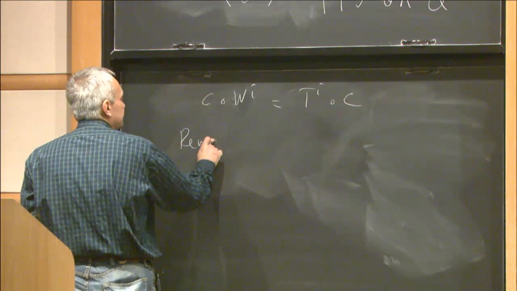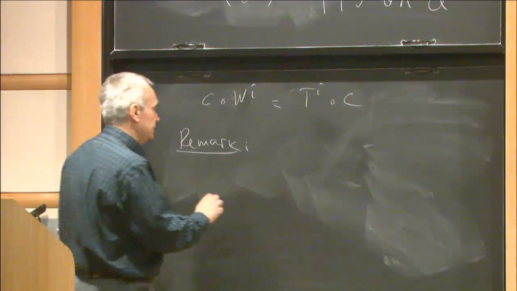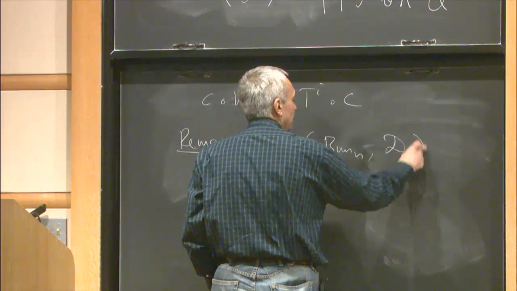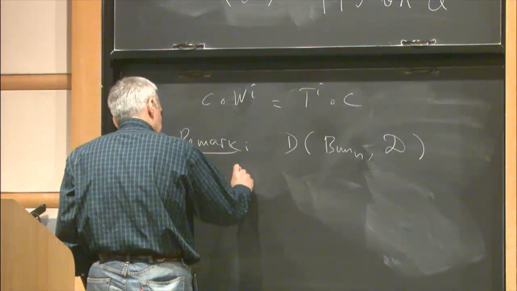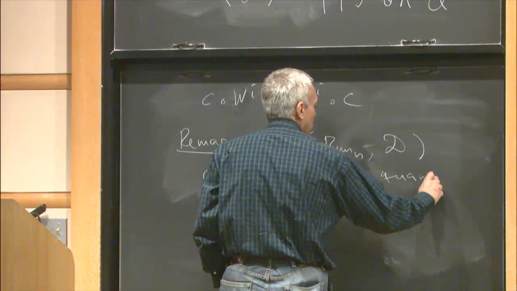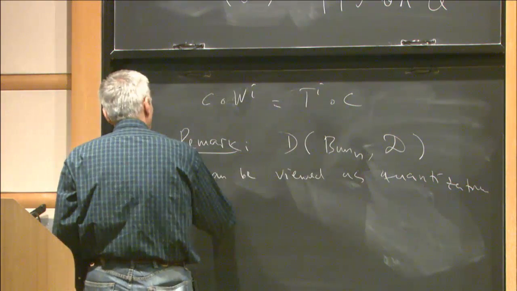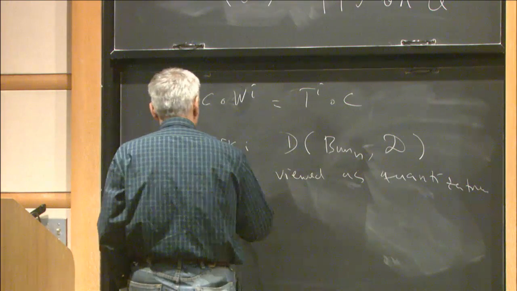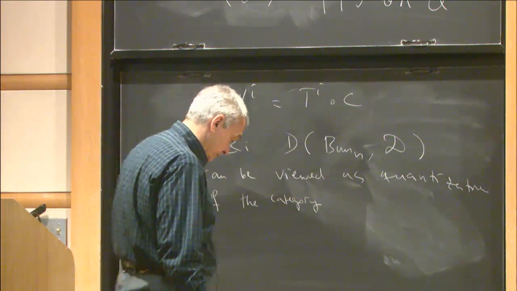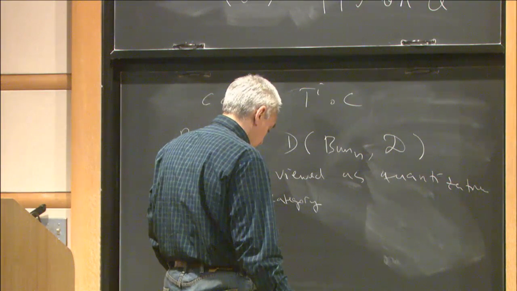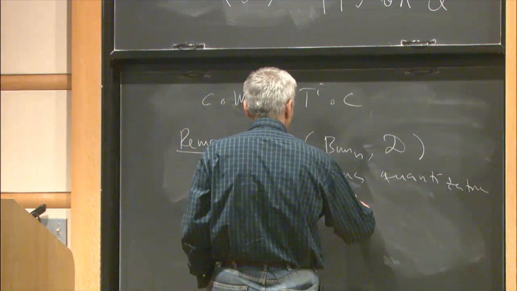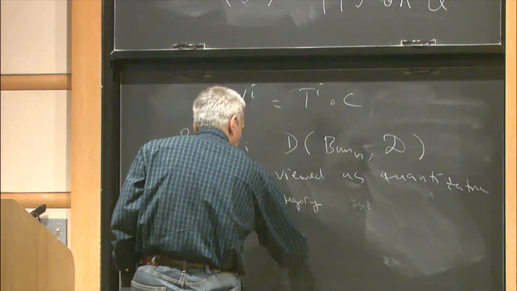so the heuristic remark which I'm going to elaborate on is that this category of D-modules on Bun N can be viewed as a quantization of the category of O modules on the cotangent bundle of Bun N.